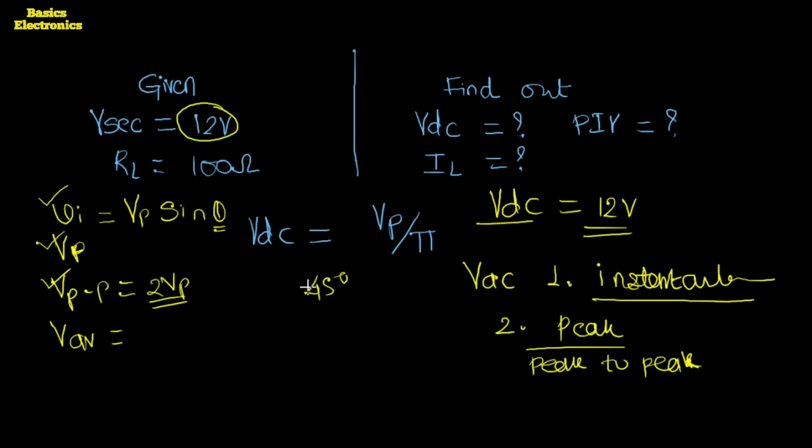The AC voltage measured at the angle of 45 degrees, we call as VRMS, the RMS voltage, the root mean square value of the AC voltage or AC current. These values are also for the current and the voltages.